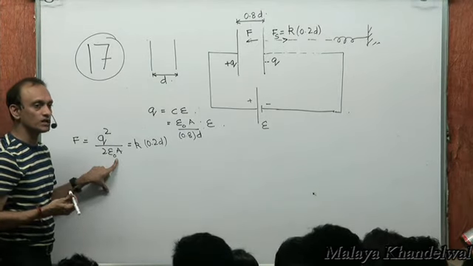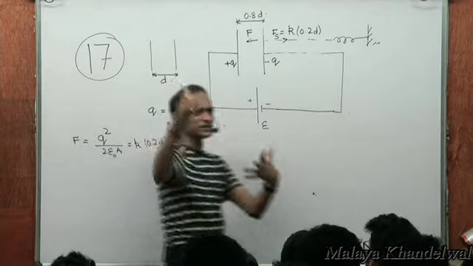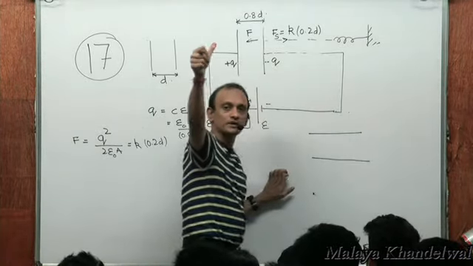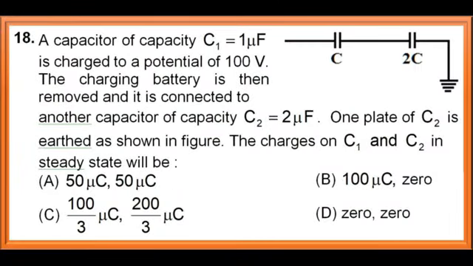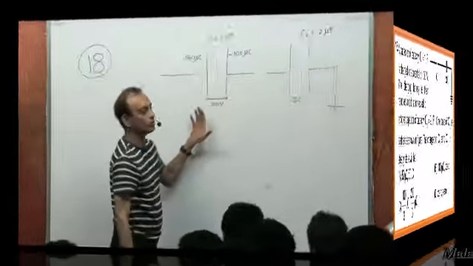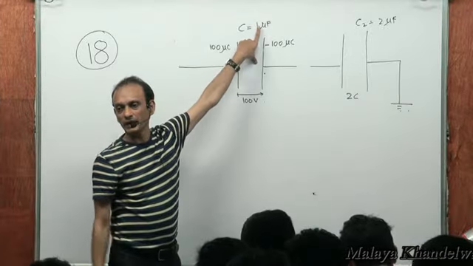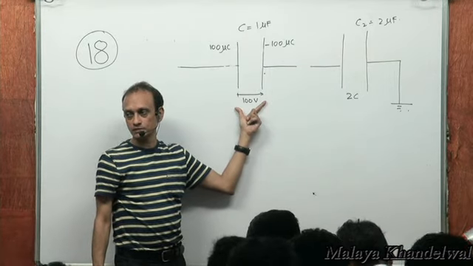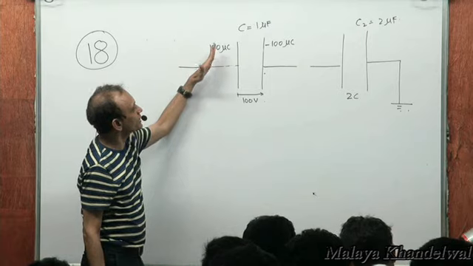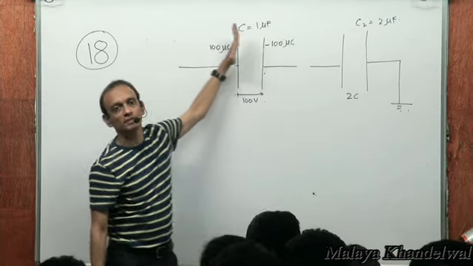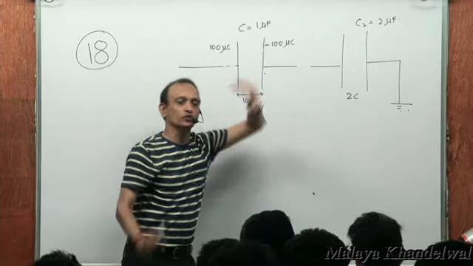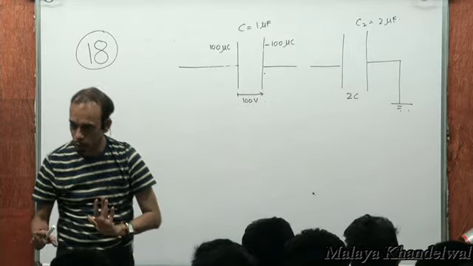Oh, I haven't discussed this result. Why? I'll quickly tell you. See, suppose this is the standby. Originally, there was a 1 microfarad capacitor here, charged to 200 volts. So then 100 microcoulombs and minus 100 microcoulombs would have deposited on the inner surface of the two plates. Yes or no?